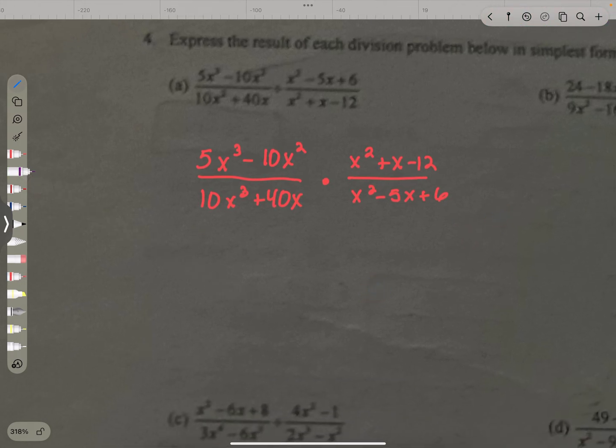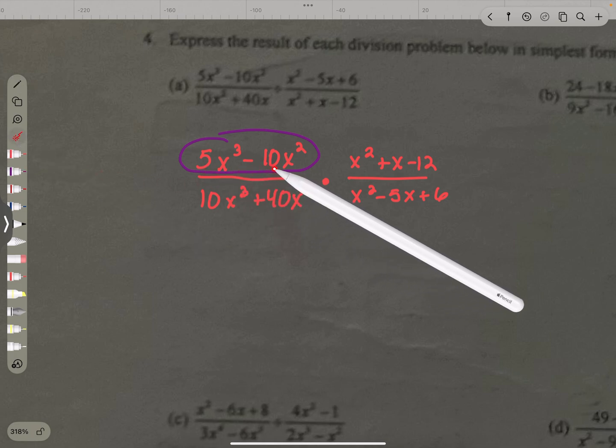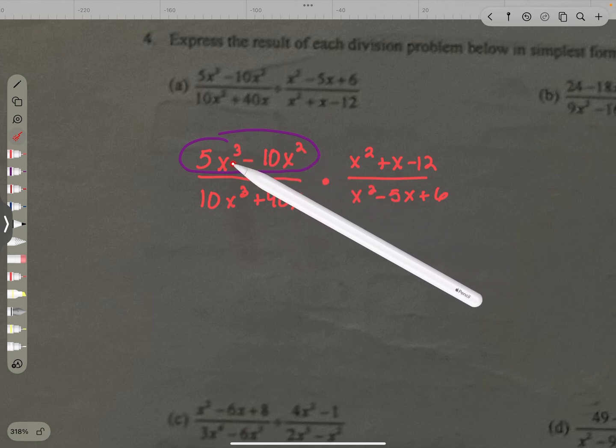So let's do this guy in purple. Okay. I check for a GCF. 5 comes out of both. I check x's. I can take 2 x's out because this one has 3, this one has 2.